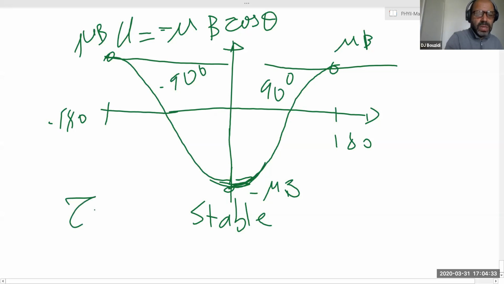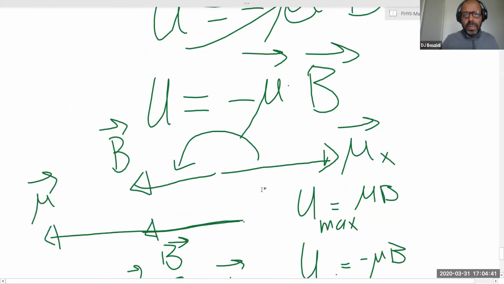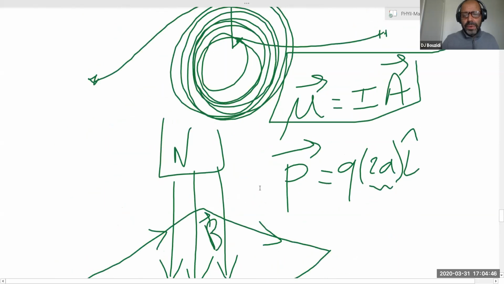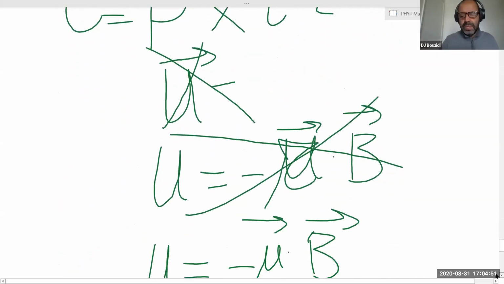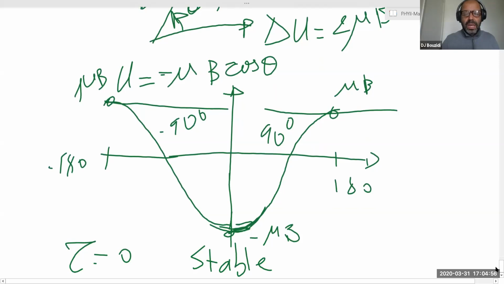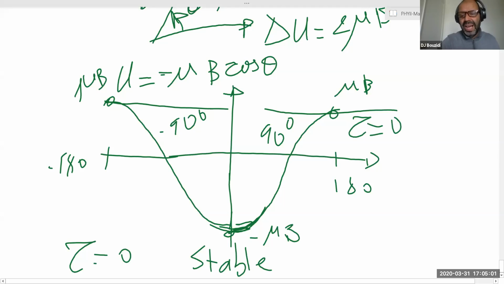Because tau is equal to 0 here. Why is tau equal to 0? It's because theta is equal to 0. When theta is equal to 0, tau is equal to mu times b times sine of 0, which is 0, so the sum of the torques actually cancels. And the energy is at the lowest possible value in here. And tau over here is also equal to 0, so there is no torque in here either, because you have 180 degrees. Sine of 180 degrees is also 0. But this is not a stable, this is an unstable equilibrium.